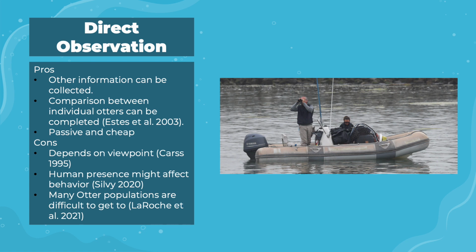The cons of this method are that it really is highly dependent on the viewpoint of the researcher and what they can actively see. Also, human presence may affect the behavior of the otters and therefore what they are selectively eating. And finally, many otter populations are in places that are difficult to get to, and therefore it may be impossible to trek through and directly observe.